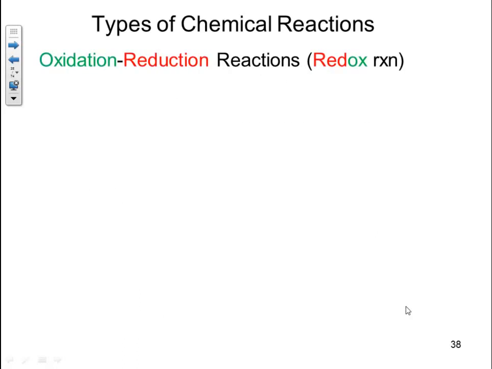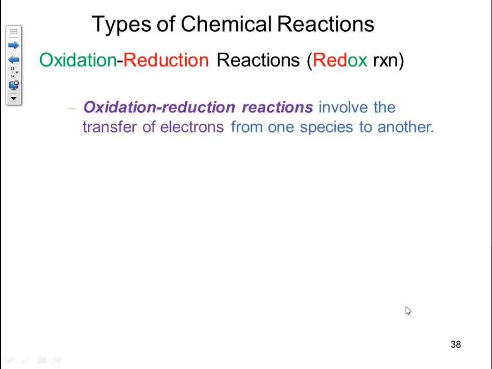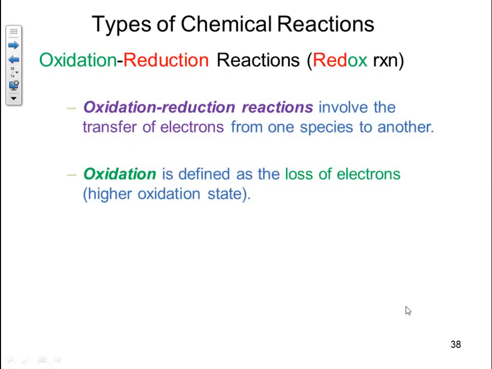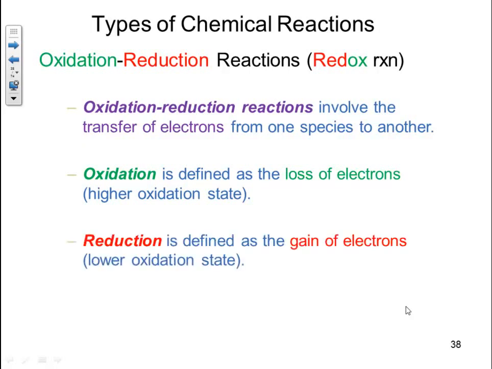Next type we're going to talk about is oxidation-reduction reactions, also referred to as redox reactions. An oxidation-reduction reaction involves the transfer of electrons from one species to another. Oxidation is defined as the loss of electrons. In essence, something is going to a higher oxidation state by losing electrons to something else. Reduction is defined as the gain of electrons. It's going to a lower oxidation state by gaining electrons from something else.